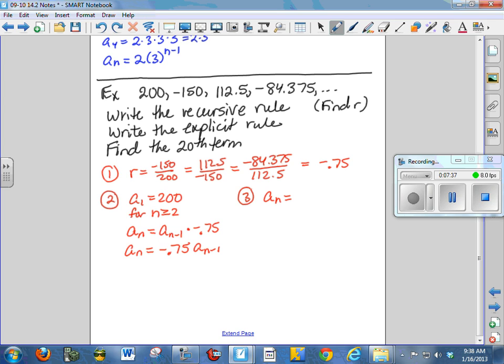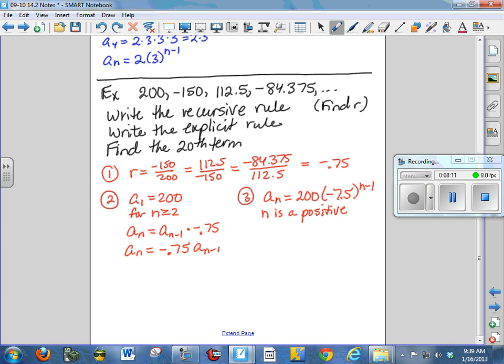Explicit rule is what I just wrote before. A sub n is equal to a sub 1, which is 200, times negative 0.75 to the n minus 1. That's the exponential function. It's not strictly required to write n as a positive integer here. However, you should recognize that this is true where n is a positive integer. When you write the terms a sub n, it's usually recognized that that represents a sequence where n is a positive integer. I meant to tell you earlier why we use n instead of x, and this is why.